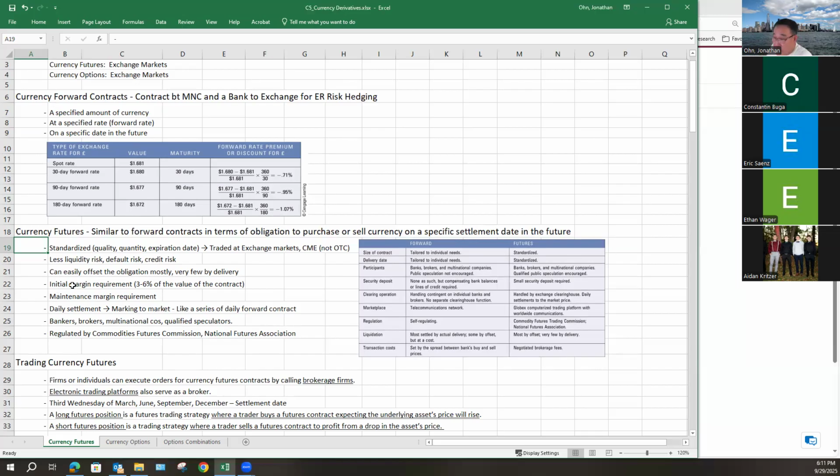And there is an initial margin requirement there, usually 3 to 6% of the value of the contract. So if you are trading a futures contract, you have to carry the initial margin, the amount in your margin account.